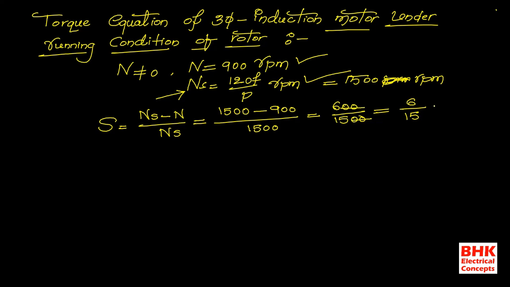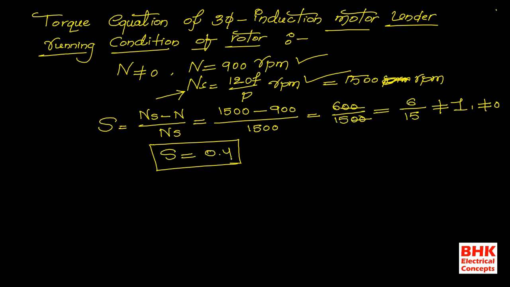By calculating this, you are not going to get 1, and you are not going to get 0. The value of slip will be between the range 0 to 1 only. By calculating 6 divided by 15, you get the value of slip as 0.4. So remember one most important point: under running condition of a rotor, you will definitely get the value of slip between 0 and 1 only. But in case of standstill condition of a rotor, slip is always 1.